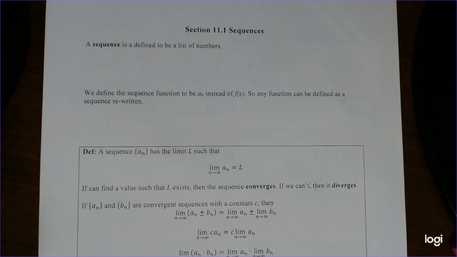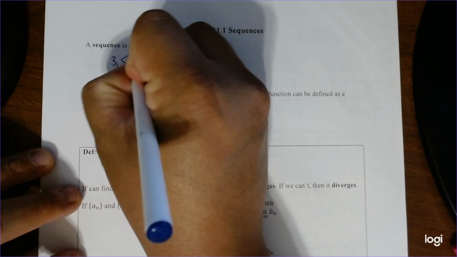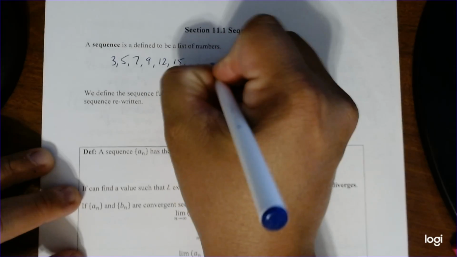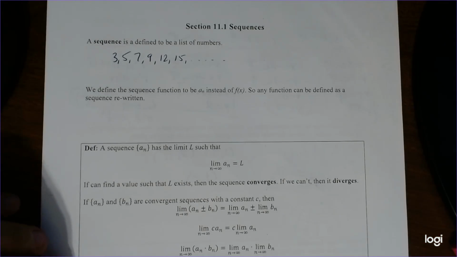You think of it as a sequence of numbers. So essentially, say 3, 5, 7, 9, 12, 15, and so forth, right? Just a sequence of numbers. Now, how the sequence of numbers is illustrated does actually matter in this case.